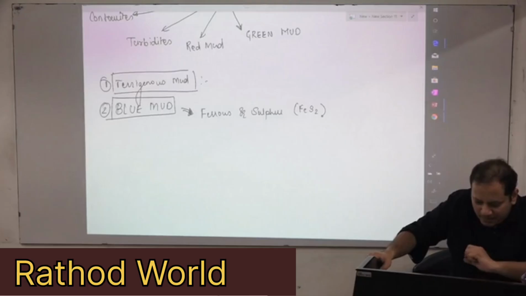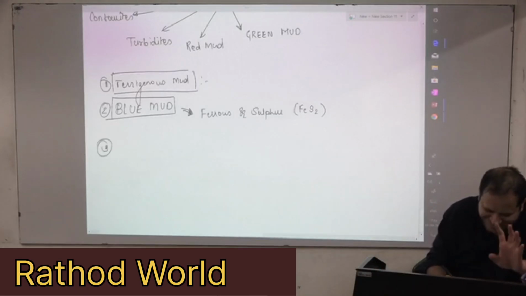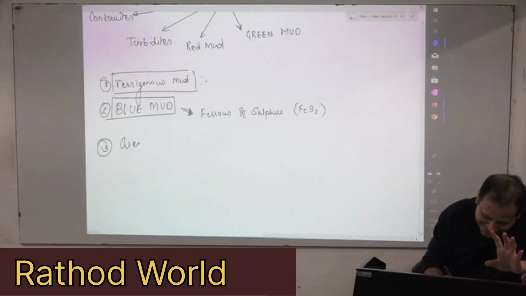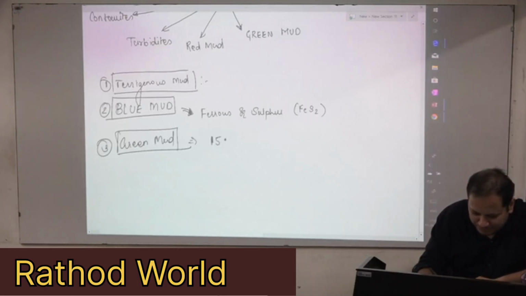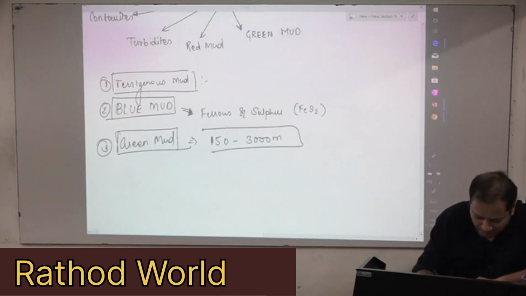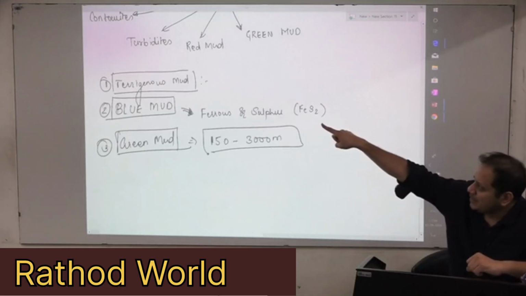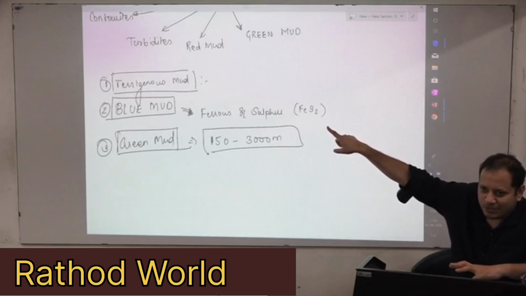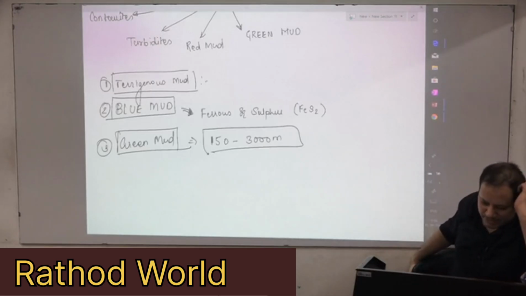Next is green mud. Green mud is generally found at the depth of 150 to 3000 meters. Understanding? Shallow regions में black, फिर थोड़ा अंदर जाओगे तो blue. 150 to 3000 meters.